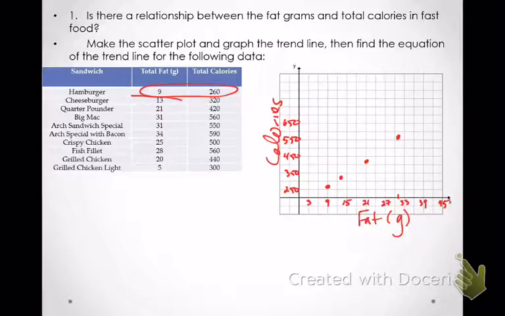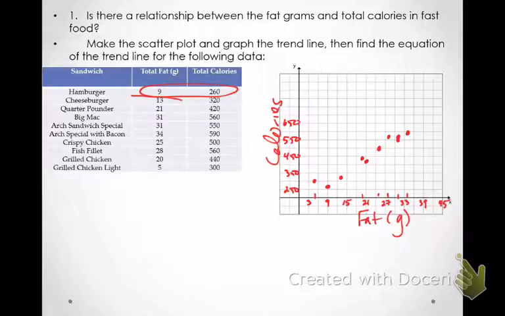And then just keep plotting those points. 31, 550 would be right below it, right there. 34, 590. 34 is there. 590 would be about right here. 25, 500. 25 here. 500 would be here. 28, 560. 28 would be here. 560 would be about right here. 20, 440, and then 5, 300. So we have our data points plotted.